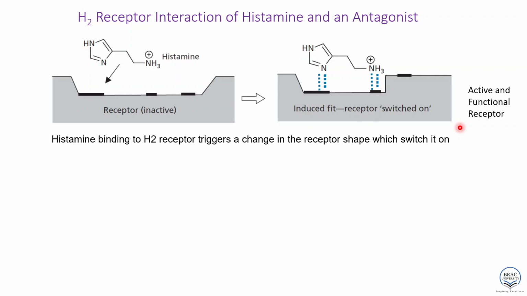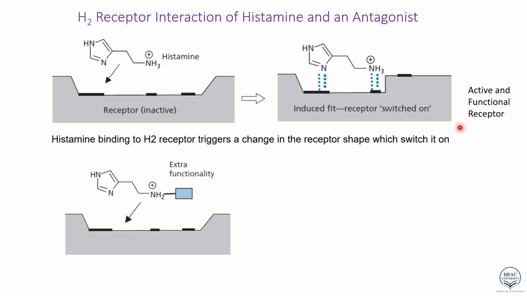So what happens in case of an antagonist? This is your histamine plus one extra molecule. You can see this blue one is an extra functionality. There are a lot of binding sites or binding domains in the receptor, so the extra functionality will bind to another extra domain of the receptor. In this example these two domains are bound, but here these two will be bound as well as this third one, because of the introduction of extra functional groups in the molecule. So this is the antagonist.